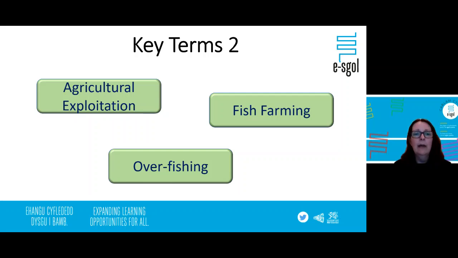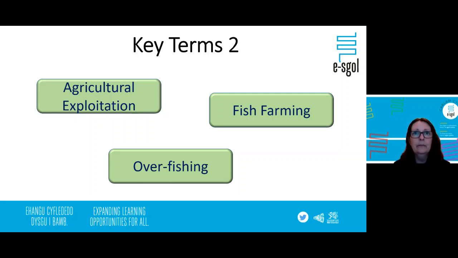So agricultural exploitation, as the name suggests, anything to do with exploitation, is when we try to increase the efficiency and the intensity of food production to meet a demand, and the demand is to produce more food for a growing population. But of course that has problems then when we try to cram too much into a particular area.